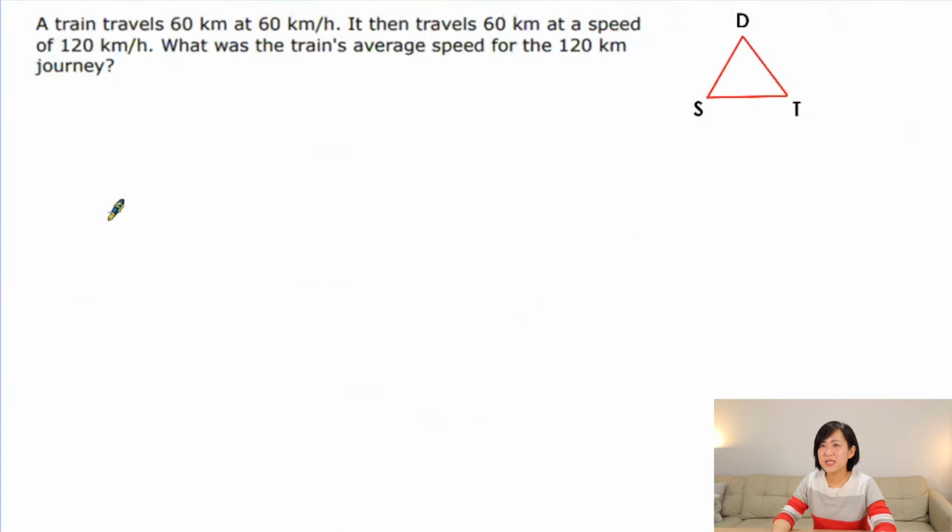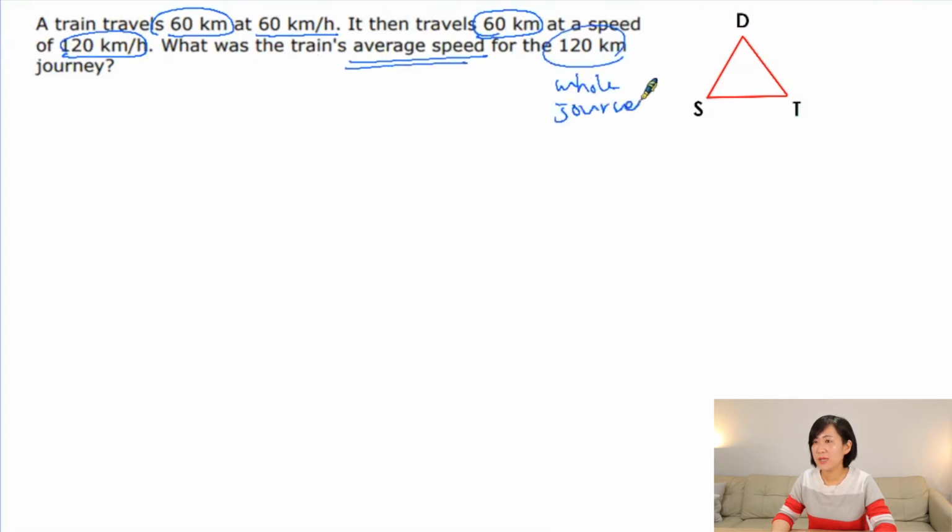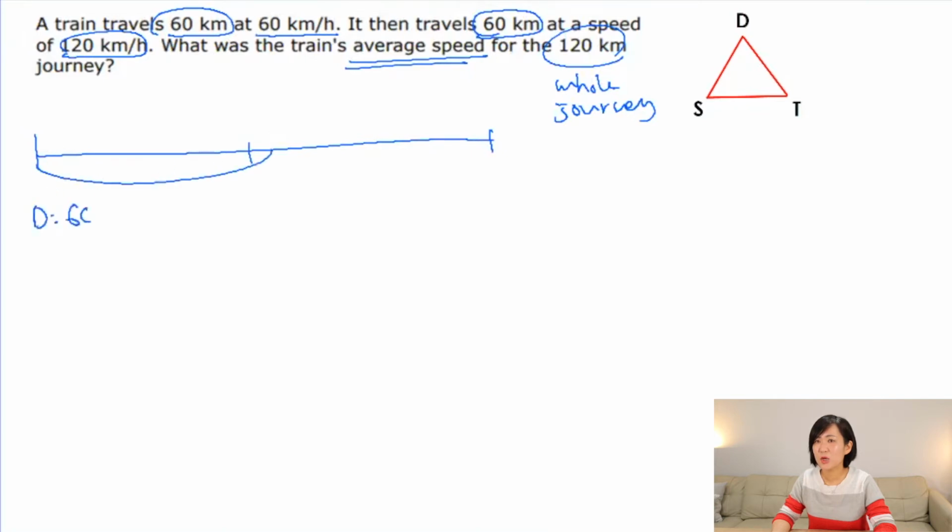A train travels 60 km at 60 km per hour. That is a speed. Then, again, another 60 kilometers at a speed of 120 kilometers per hour. We need to find the average speed for the 120. We know that is the whole journey, right? So let's draw it. We've got a 60 kilometer section. The distance is 60 kilometers, but you've got a different speed.